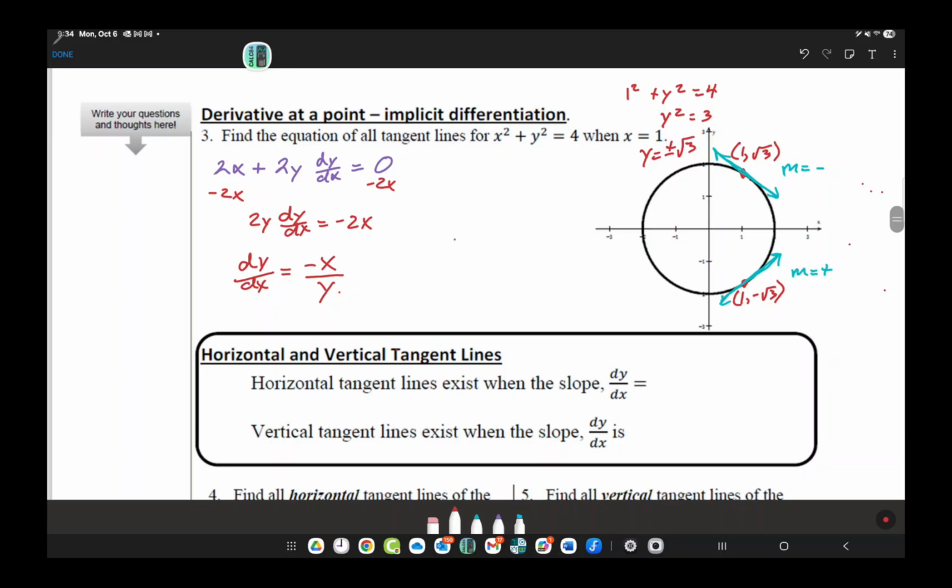Now, do we know what x and y are? Yeah, x is what?